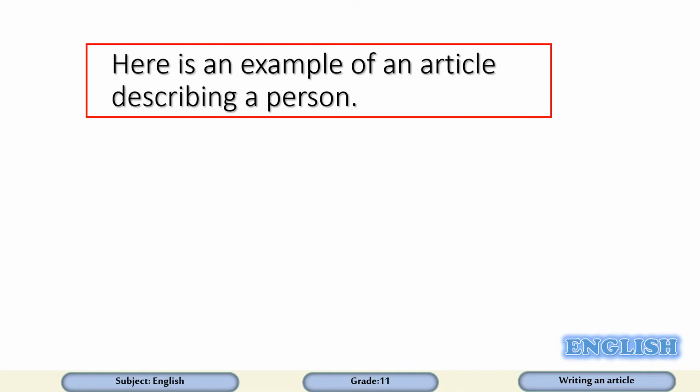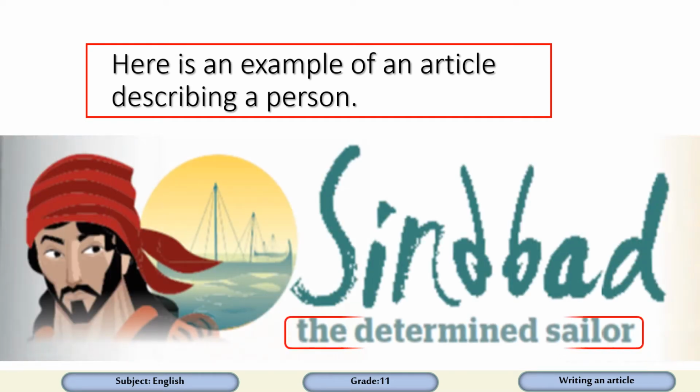Here's an example of an article describing a person that has been done for you. The article is called Sinbad the Determined Sailor. Let's move to the next slide and check the article in detail.